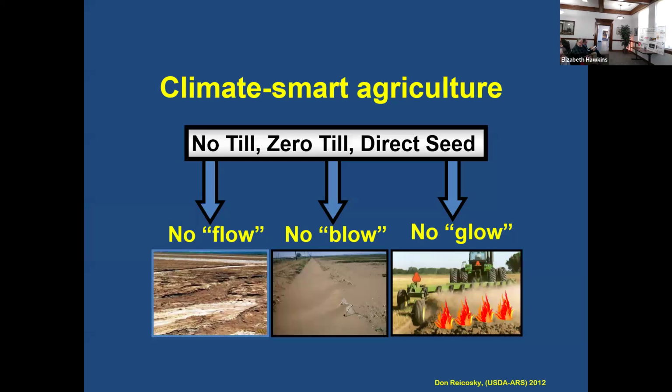So this is another Don Rikoski slide I've stolen. His idea is climate smart agriculture: no-till or zero-till or direct seeding, no flow. That means we are not going to have any water erosion, no blow, no wind erosion moving soil, and no glow. That means plowing, putting in oxygen, burning the organic matter and producing carbon dioxide.